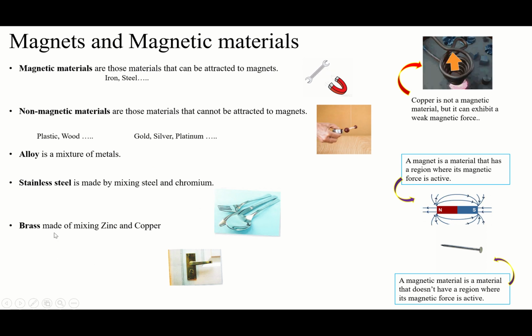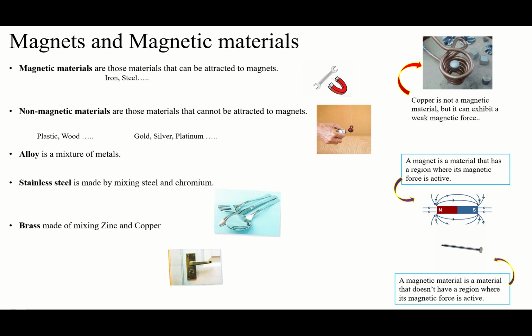And brass is another example. It's made by mixing zinc and copper. If you mix zinc and copper, you will get brass, which is this. They are not going to rust either, both of them. So it means alloy is the mixture of metals. We mix metals, we will get alloy.